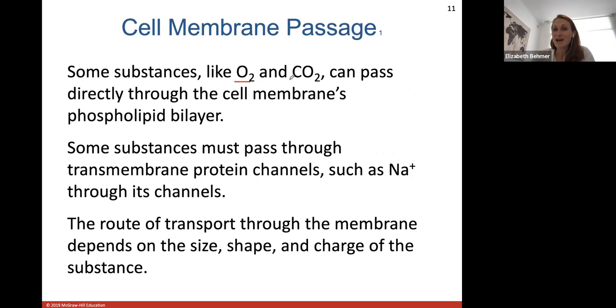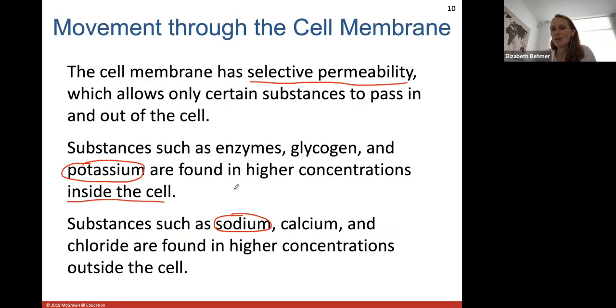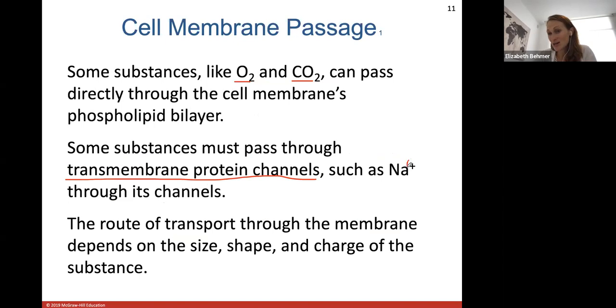Some substances like oxygen and carbon dioxide can pass directly through the cell membrane's phospholipid bilayer because they're also non-polar, so they can pass through. Some substances must pass through transmembrane protein channels, like sodium. So an example of one of these transmembrane sodium channels is shown there. Those channels are for polar molecules that might have a charge to help them get across the membrane.